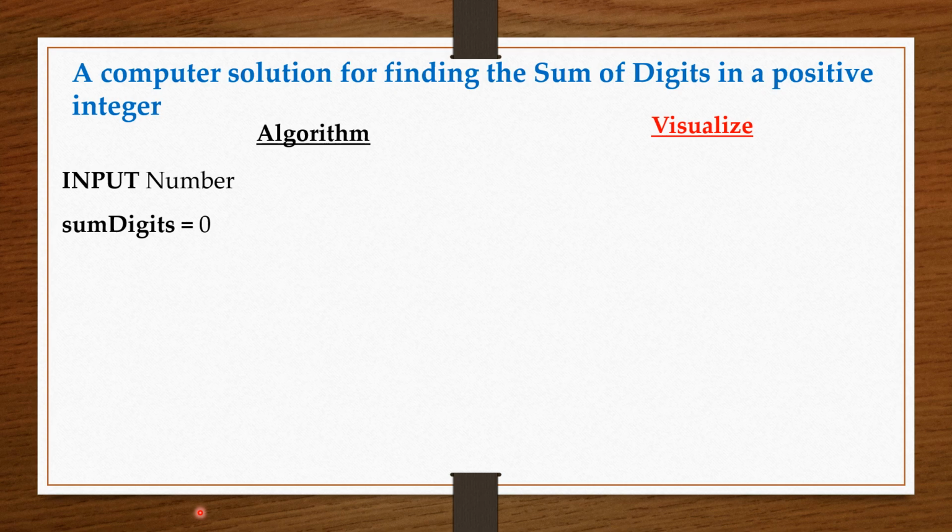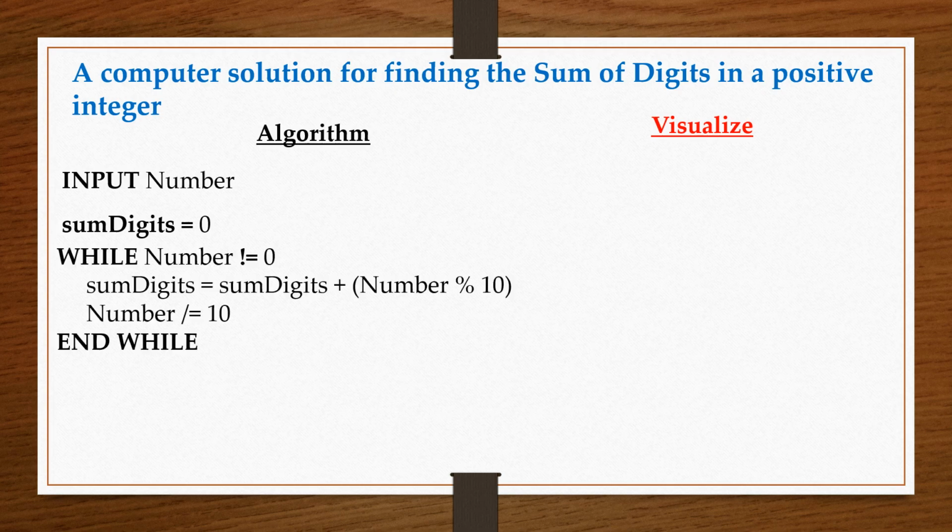From here, we are going to set a while loop. So we say while number is not 0, which is the condition, you should execute this block of code, which is SumDigit equals SumDigit plus number modulus 10, then number divided equals 10, and end while. At the end of this while loop, SumDigit will contain the sum of digits in the number the user entered. From there, we say print sum of digits as a string and then print the value SumDigit holds.